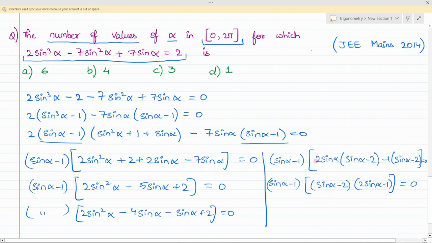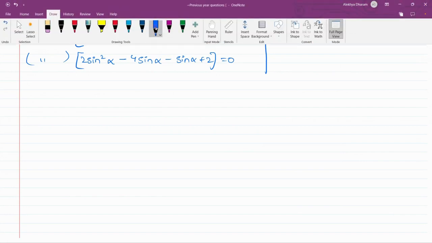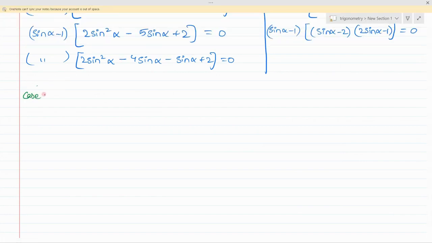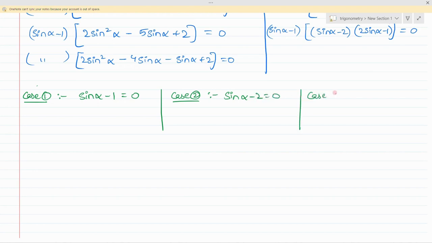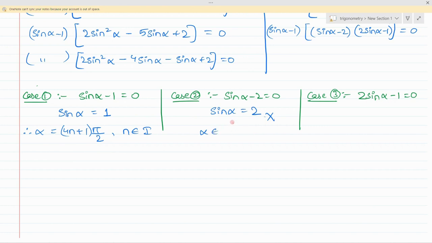Now we have 3 equations, which means we have 3 cases now. Case 1 will be sine alpha minus 1 equal to 0. Case 2, sine alpha minus 2 equal to 0. And case 3, 2 sine alpha minus 1 is 0. So in the first case, it is sine alpha equal to 1, which is a simple trigonometric equation. So the general solution, that is alpha is equal to 4n plus 1 into pi by 2, and n belongs to integers. And here sine alpha equal to 2, which is not possible because the sine alpha range will be minus 1 to 1.